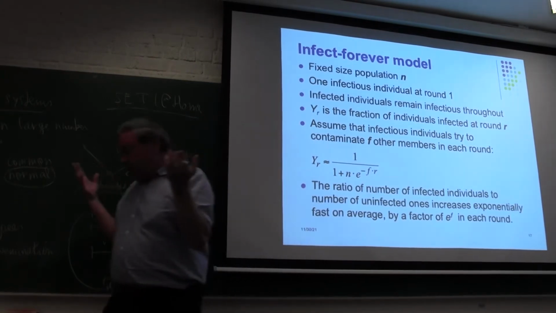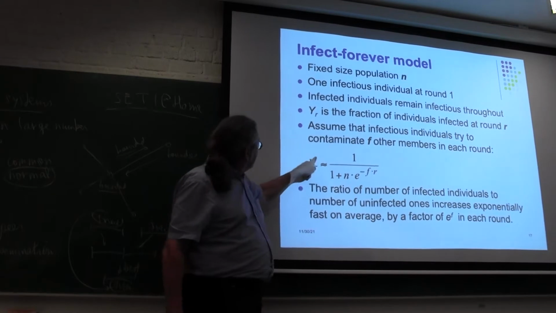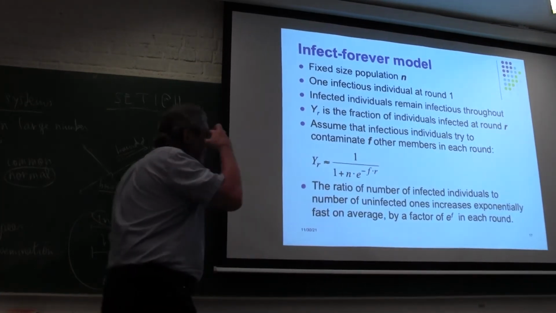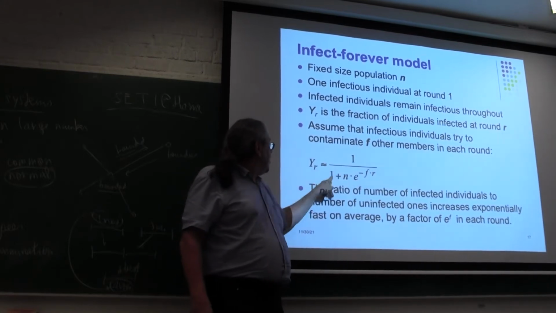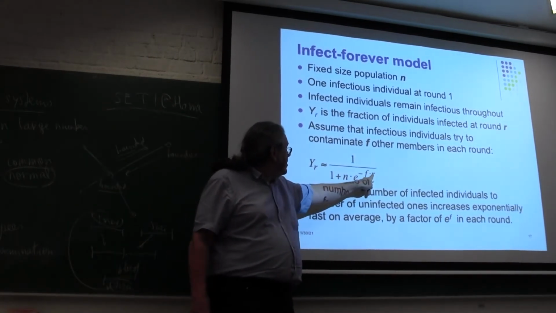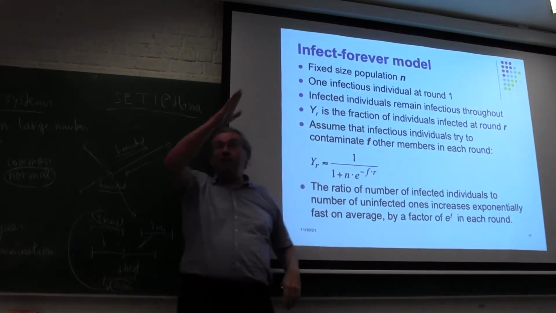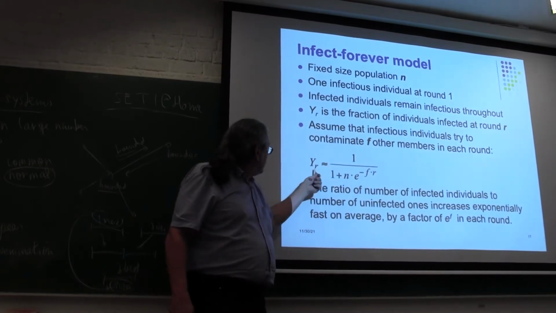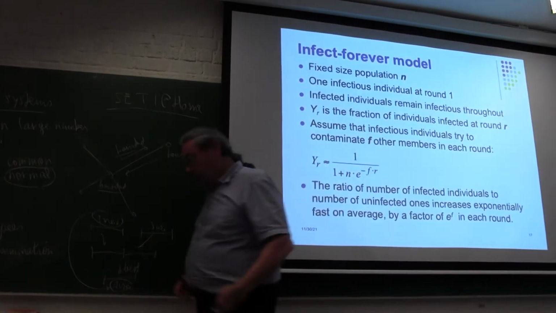And then, from this book, The Mathematical Theory of Infectious Diseases, we can compute the fraction of individuals infected at round R. And it's this function, 1 over 1 plus n times e to the minus fR. F is the fan out, n is the total number of nodes. So notice if R is 0, then this is 1 over n plus 1. So in the beginning, there's one node that's infected. But then after round 1, you have some number here. But this number decreases. So e to the minus fR goes down very fast, exponential decay, which you know, huh? So after a few rounds, this number gets very small, and this thing goes to 1, huh? Every round by a factor of e to the f. That's something you can prove.